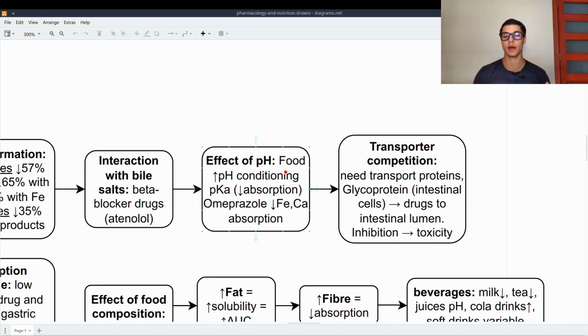The effect of the pH. Food with higher pH, conditioning the pKa, will lower the absorption. For example, omeprazole will decrease the absorption of iron and calcium.